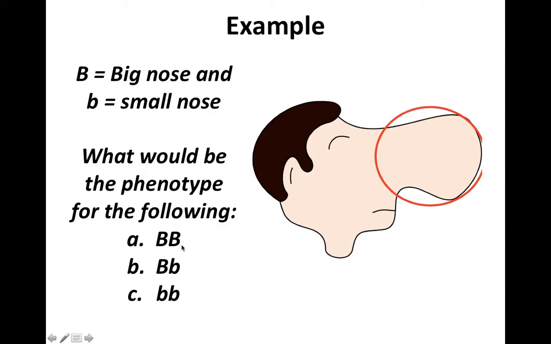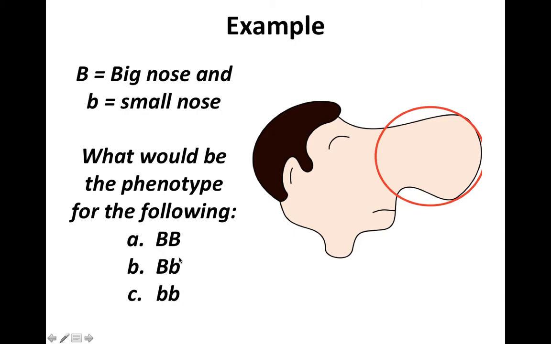All right, so if I just have one dominant allele, that trait's going to show. Here I have two. So if I have big B, what phenotype would it be? What characteristic are you going to see? That one's going to be a big nose. Okay, so that's a big nose. All right, let's look at this one right here.